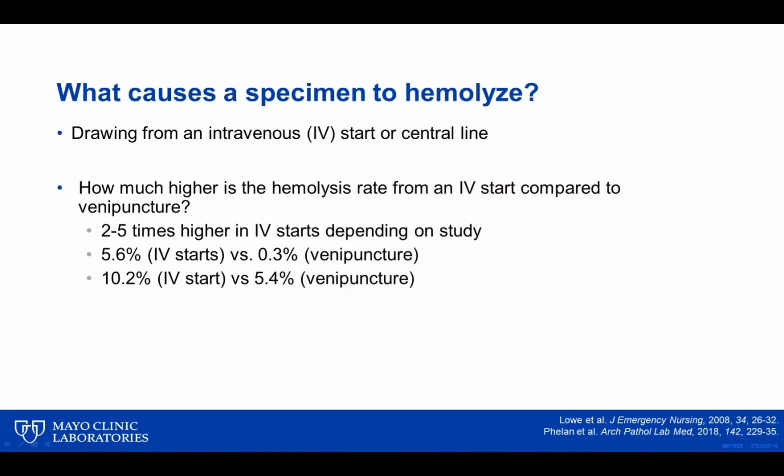So for example, if your standard hemolysis rate is 3%, it could be anywhere from 6 to 30% higher for an IV start. And as I mentioned, it really depends on what your starting venipuncture rate of hemolysis is. And from literature and our own experience, it suggests that approximately 5 to 8% of samples are hemolyzed.